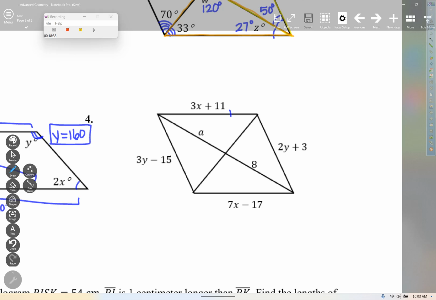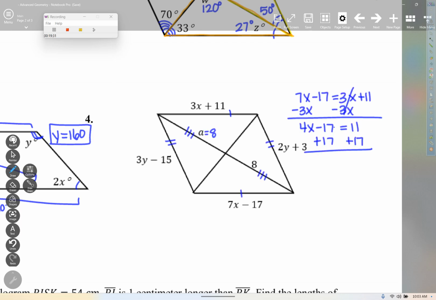And if you are to solve, we'll subtract 3x. We get 4x minus 17 equals 11. And then we'll add 17. And we're going to get 4x equals 28. And then our last step, divide by 4. So x is 7. Okay?